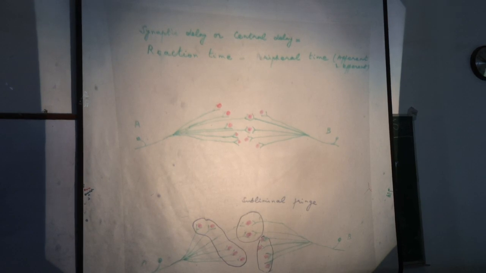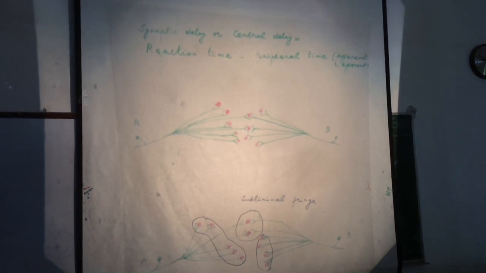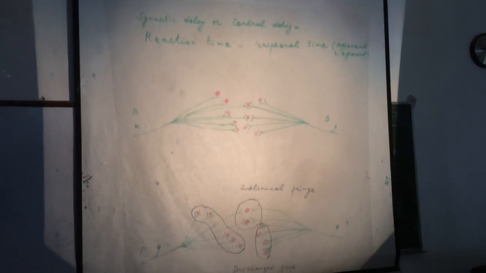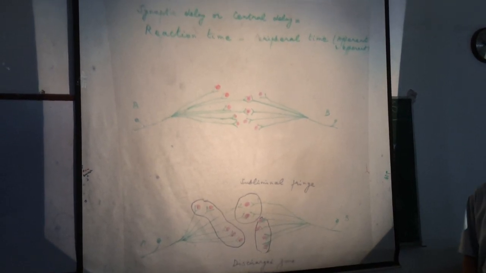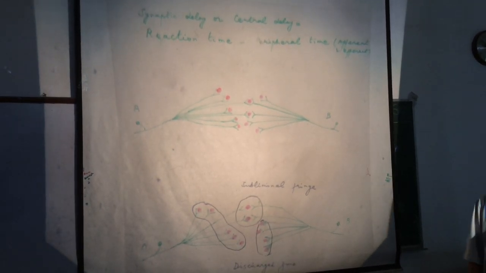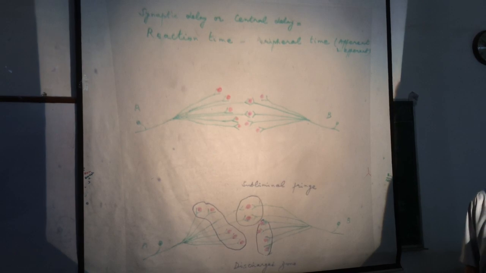This is called occlusion, when the response is less than expected. Response expected was 12G and response produced was 10G. This is called occlusion.